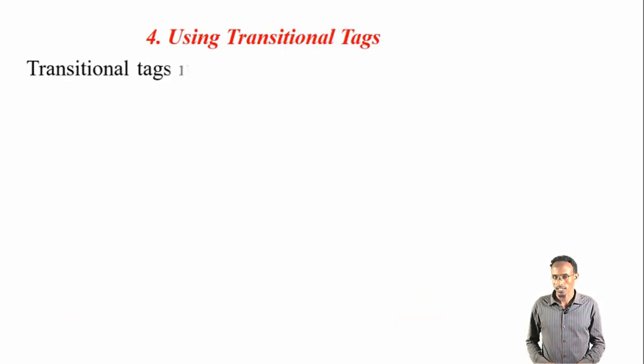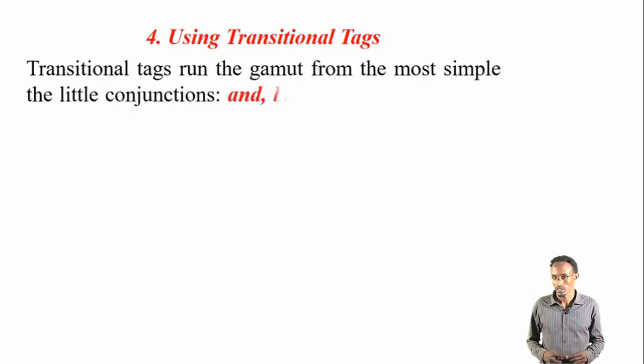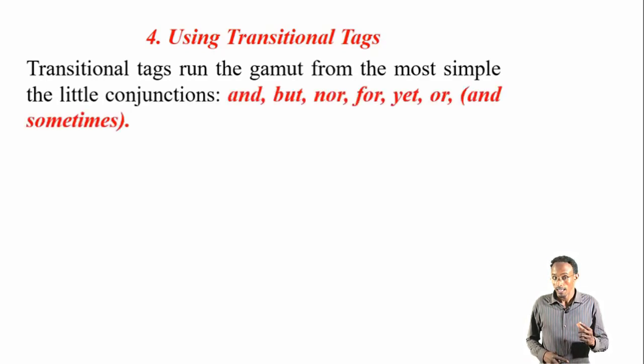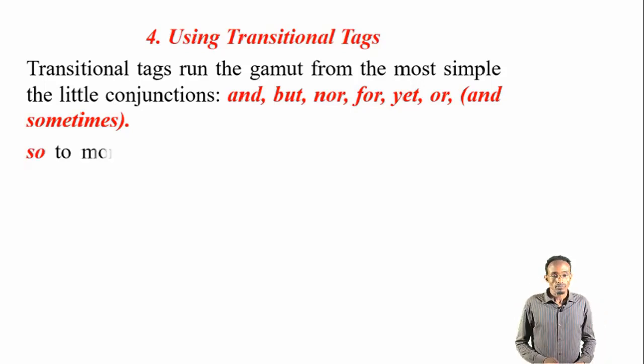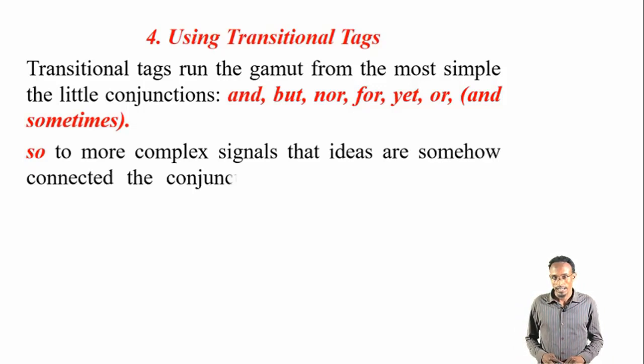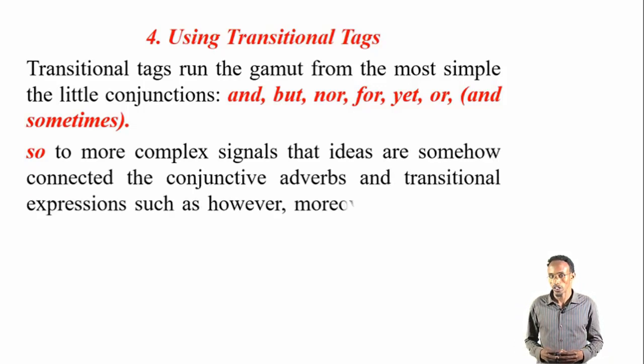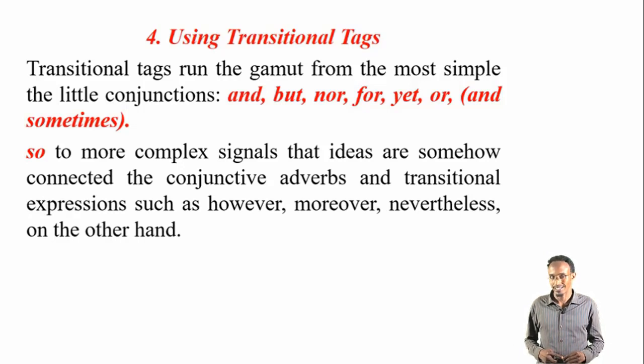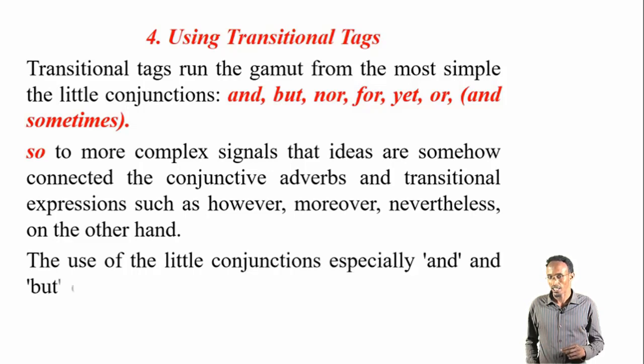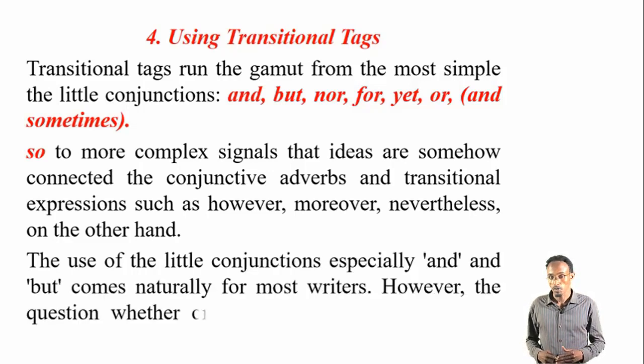What are transitional tags? Transitional tags run the gamut from the most simple, the little conjunctions like "and," "but," "nor," "for," "yet," "or," and sometimes "so," to more complex signals that ideas are somehow connected, the conjunctive adverbs and transitional expressions such as "however," "moreover," "nevertheless," and "on the other hand."